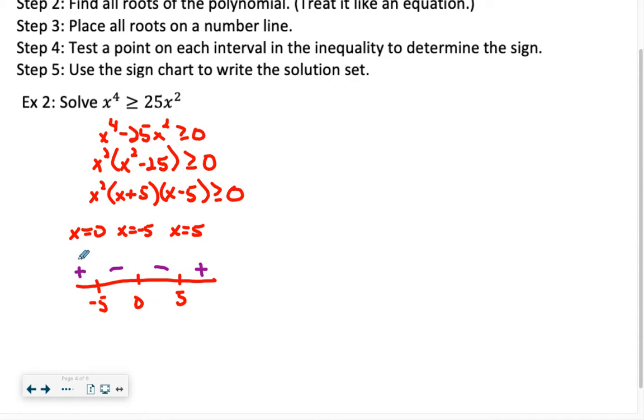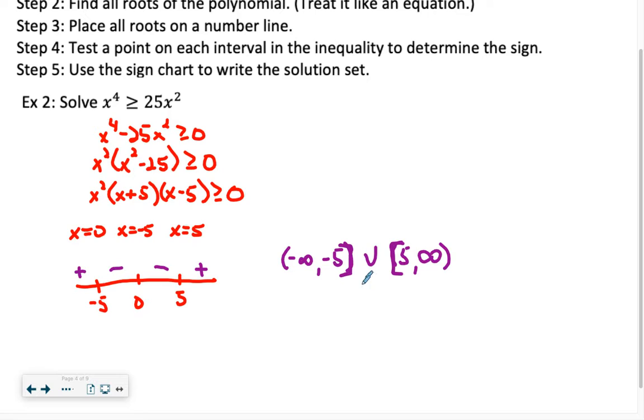So my answers would be this first interval, negative infinity up to negative 5, and also this last interval, 5 to infinity. Now, oops, I do want to include negative 5 and 5 this time. I almost messed that up because it is "or equal to." Now, with the "or equal to 0," at 0, this would be equal to 0 because we found that 0 was a root.